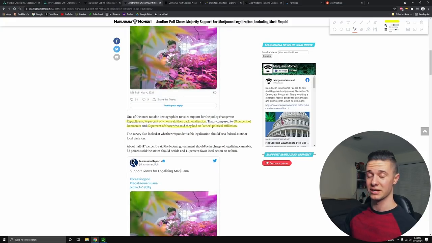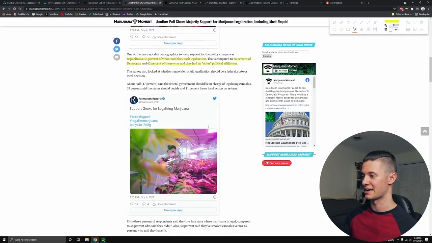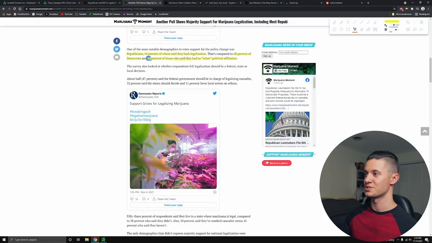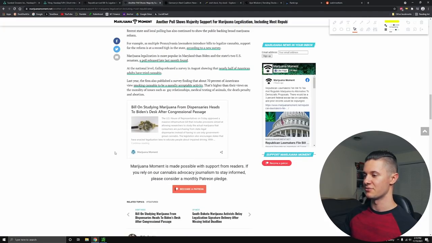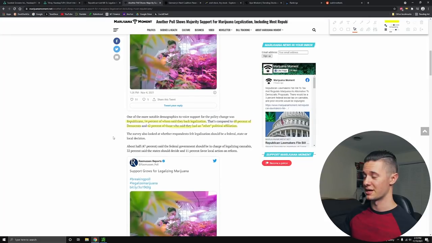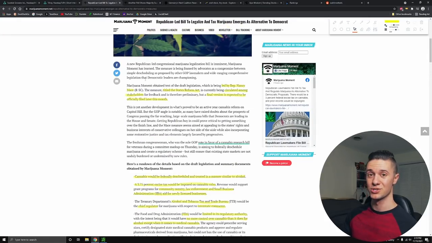Now, even a majority among Republicans, right? 54% of Republicans said they back legalization, 68% of Democrats, and 62% of people who identified as other. So independents, libertarians, all that kind of stuff got grouped in, and 62% of them support legalization. It would be very surprising to me if we didn't end up legalizing after we have these polls coming out that the majority of the country wants it.